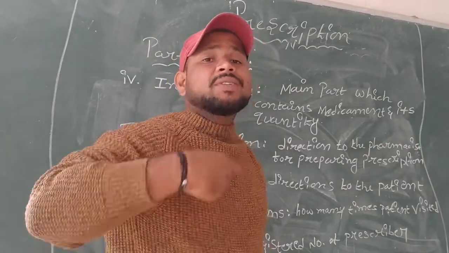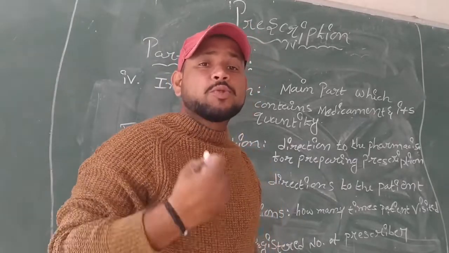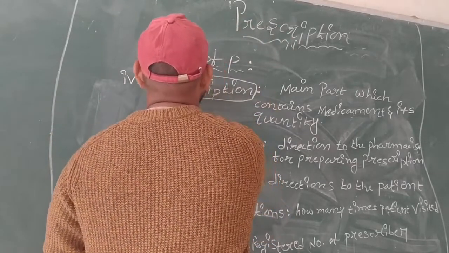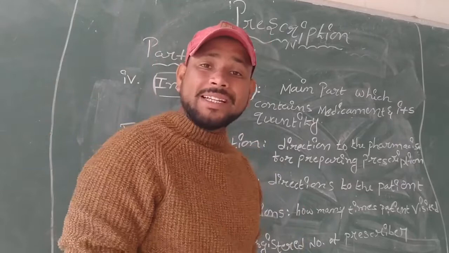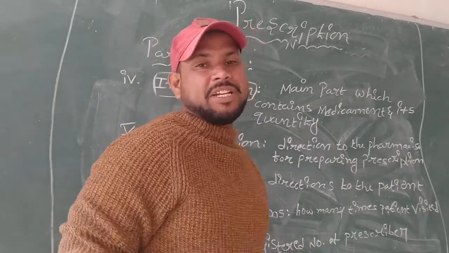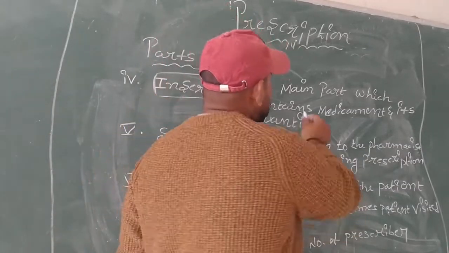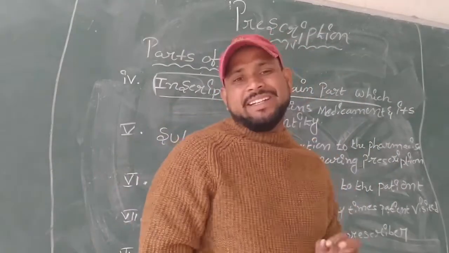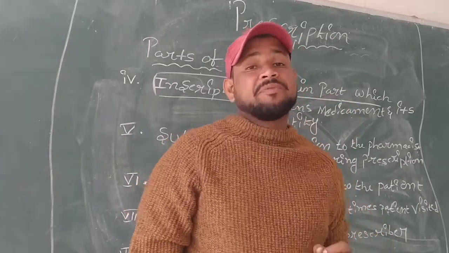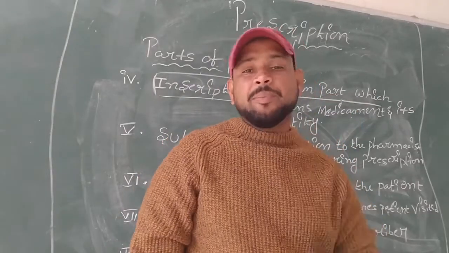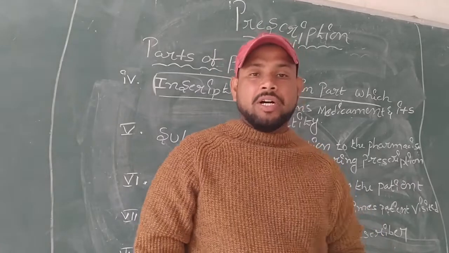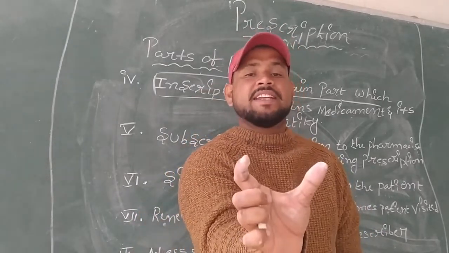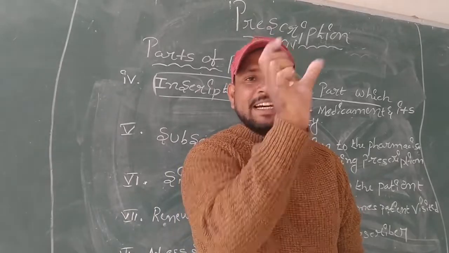Now after superscription, the RX, the next one is inscription. The fifth part of prescription is inscription. Inscription is the main part of the prescription. Why is it called the main part? Because whatever medicine the doctor prescribes will be there in that part.